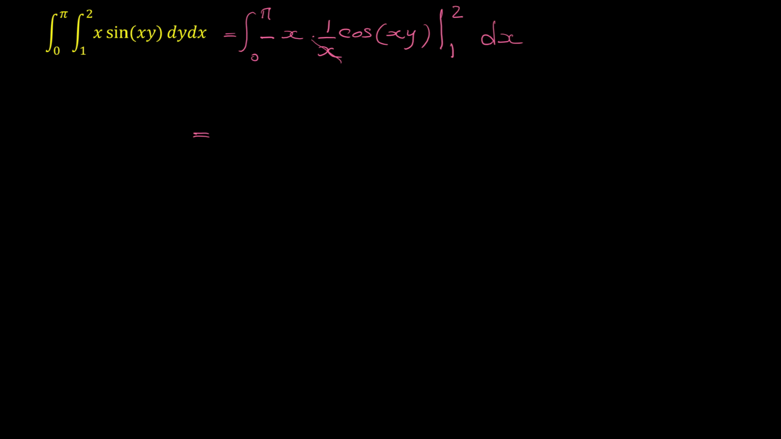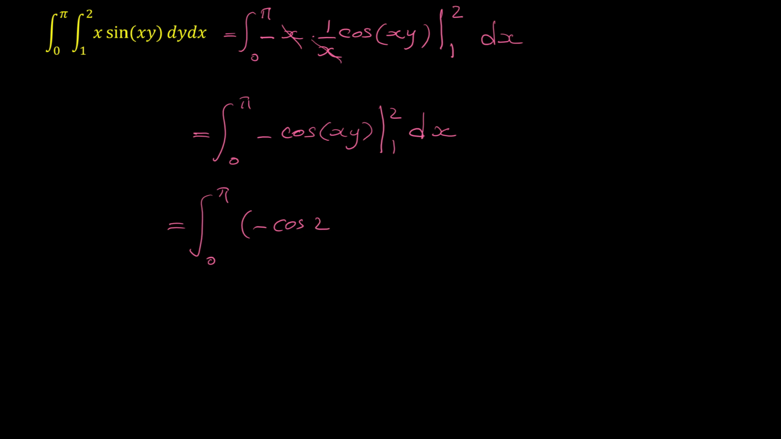First of all, note that x with x cancels. So basically we have the integral from 0 to pi of negative cosine xy from 1 to 2 dx. If we plug in 2 for y, we have negative cosine 2x. And if we plug in 1, we have plus cosine x dx. Remember, we have to subtract this from this, so we have a plus here.